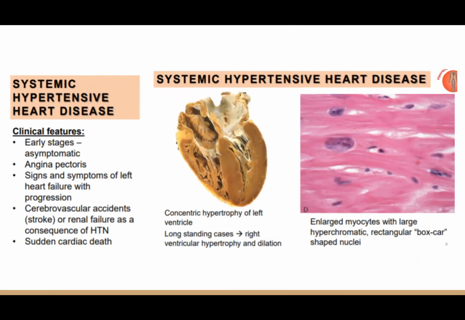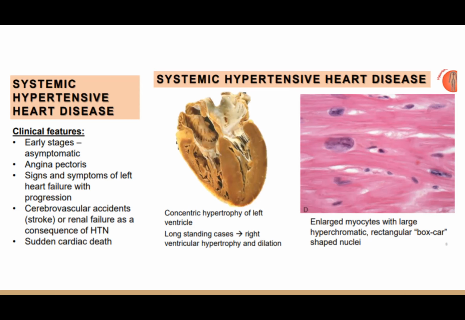So systemic hypertensive disease. Okay, so early asymptomatic, because remember, malignant hypertension is going to be a very steep increase in blood pressure, and you're going to automatically get damage from that. But if you have benign hypertension, it happens over time. So your body has time to compensate for what's going on. So early stages are going to be asymptomatic because your body has a lot of time to adjust to it.